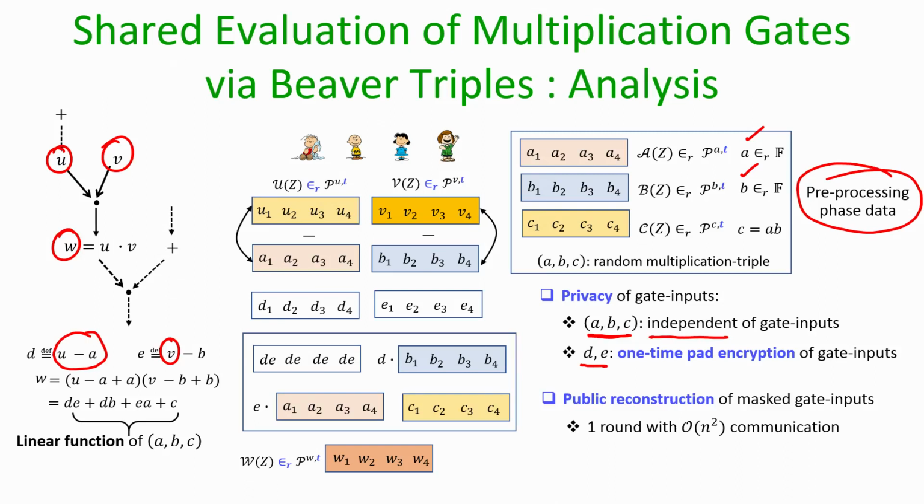Okay. So, how much communication is required for evaluating one multiplication gate, assuming we have this pre-processing data? Depending upon what kind of reconstruction protocol you use, the whole cost for evaluating a multiplication gate is basically reconstructing two secret shared values. That is the only overhead for evaluating a multiplication gate. So, now it is up to you.